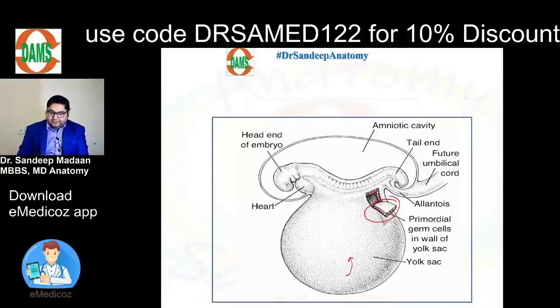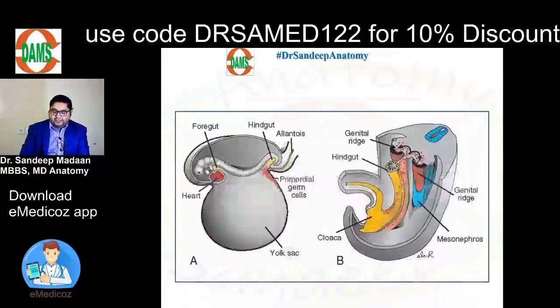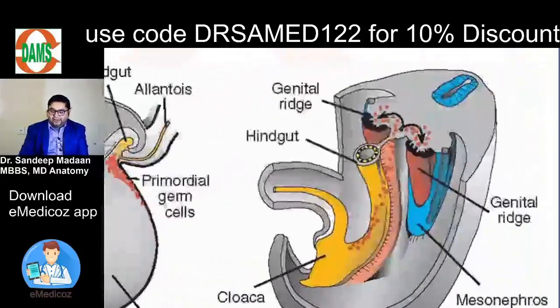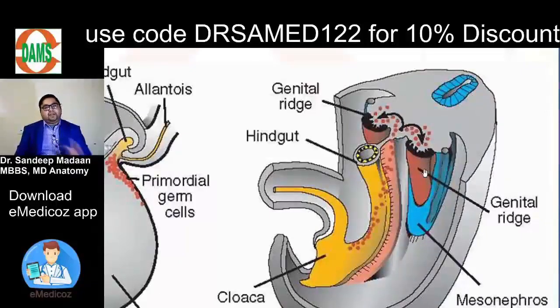Now this is the third week, and the primordial germ cells have reached the wall of the yolk sac. Then they keep on migrating and eventually want to reach the developing gonads. Here we can see these are the gonads, and the primordial germ cells are eventually reaching here. By the fifth week, they reach there and are incorporated into the developing gonads. Now this is something very important to understand.